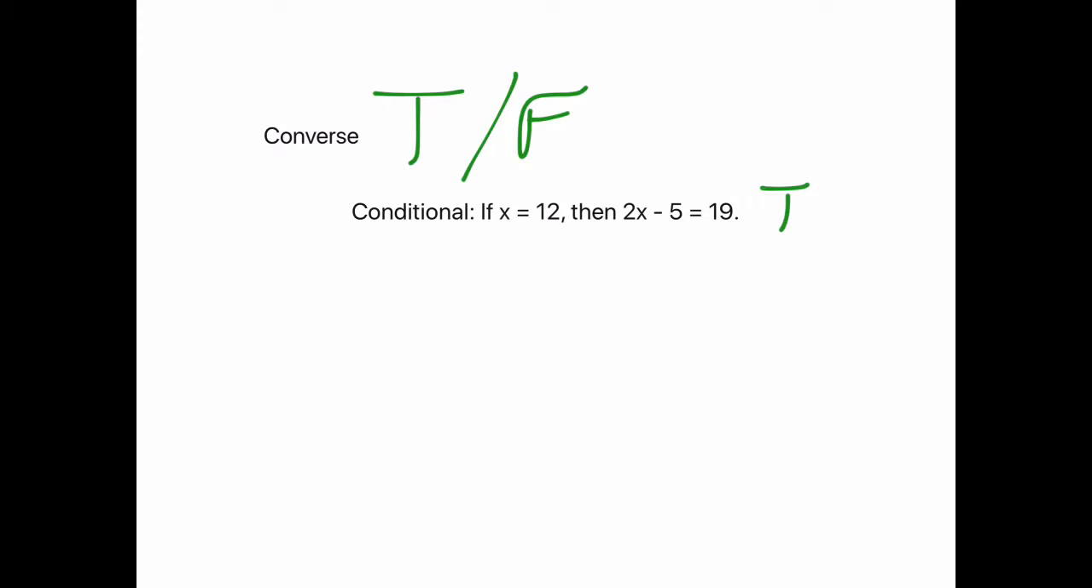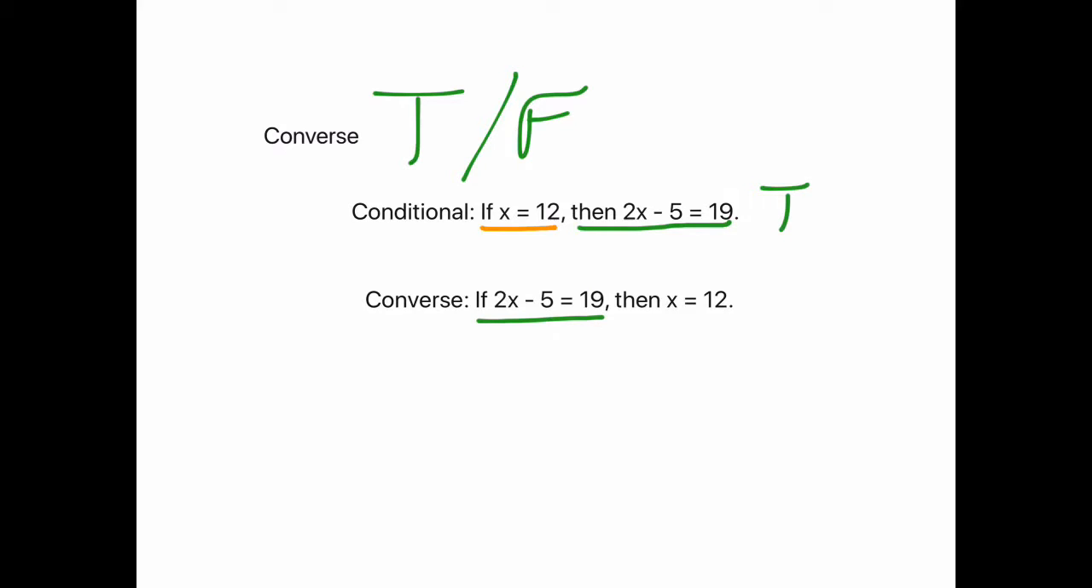All right, so we're going to move on to a converse now. In a converse, you actually switch the hypothesis and the conclusion. Converses can also be true or false. Remember our conditional statement from just a moment ago. If x equals 12, then 2x minus 5 equals 19. And this was true. Now to do the converse, we're going to switch the hypothesis and the conclusion. Our hypothesis here was if x equals 12, and our conclusion was then 2x minus 5 equals 19. So we're going to switch them to get this. If 2x minus 5 equals 19, then x equals 12.